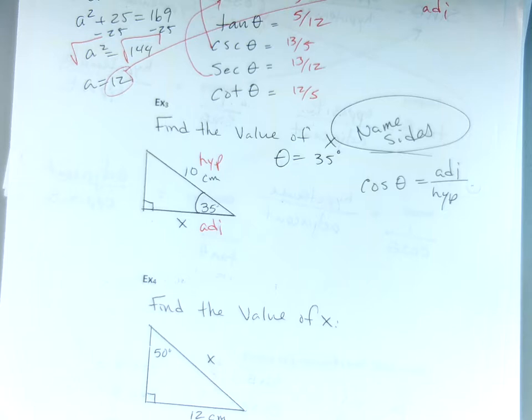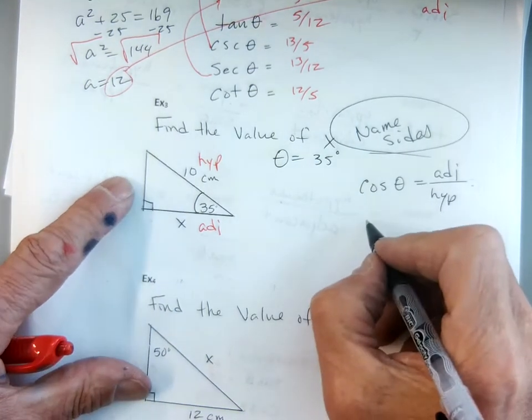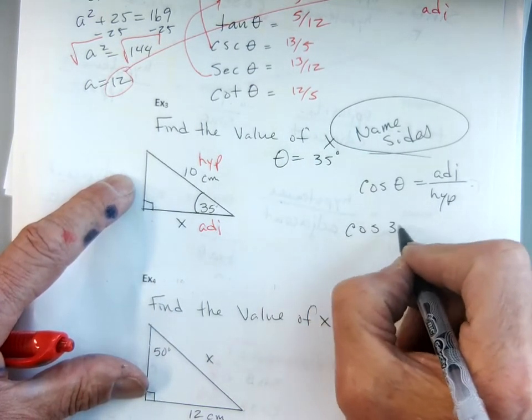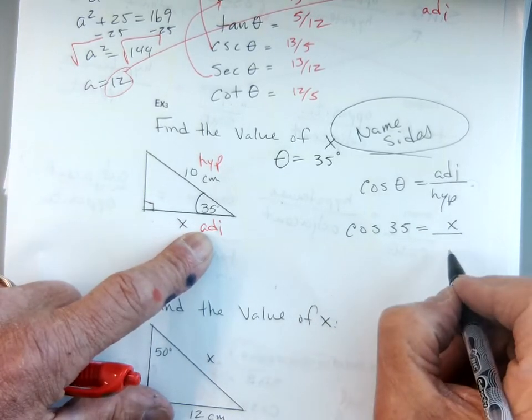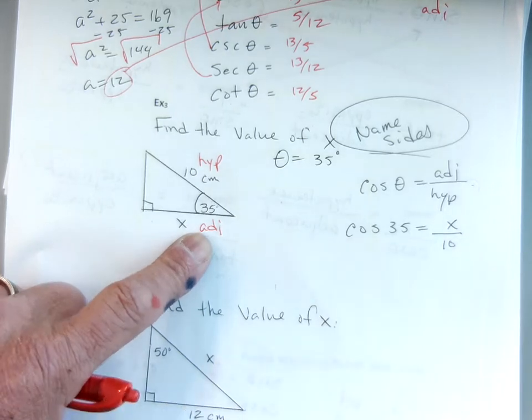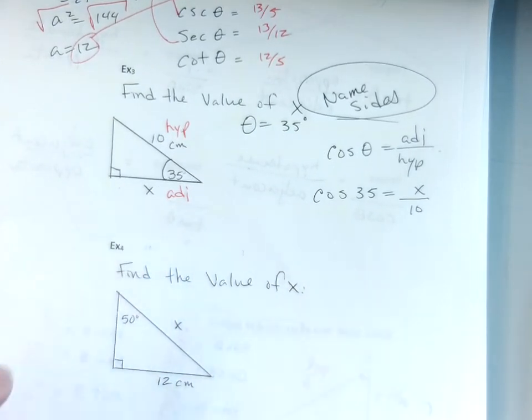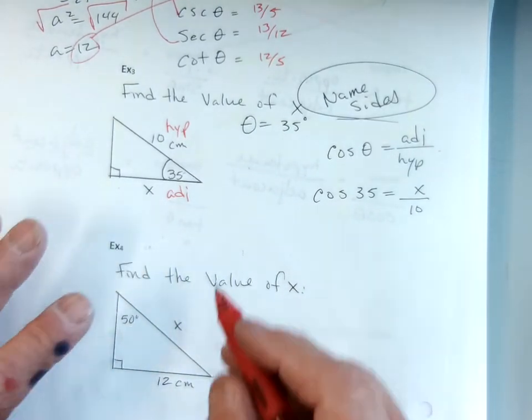Okay, let's rewrite it now. So we're going to write this as cosine of 35 is equal to x over 10, okay? Now I want to solve for x. So I need to solve.